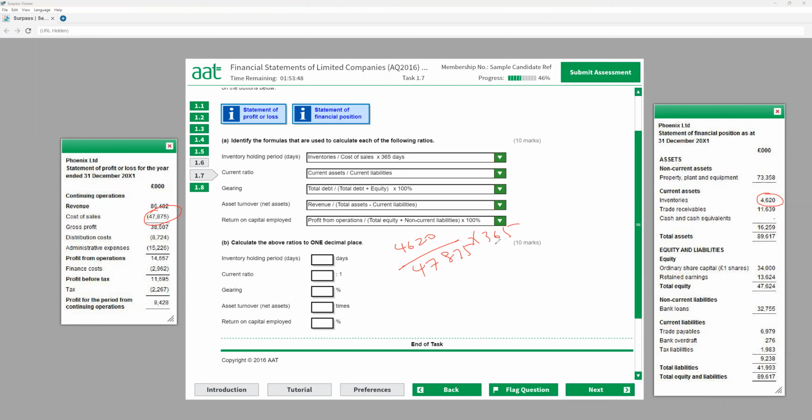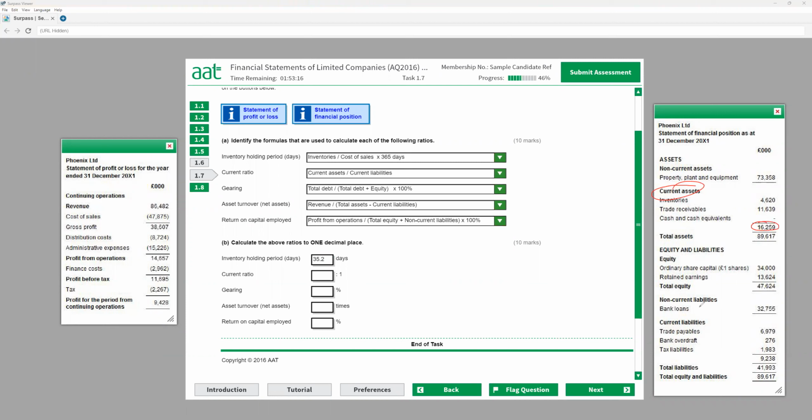So let's have a look. 4620 divide 47,875 times by 365. That's 35.2 days. One decimal place, so we take one decimal. Then you have a current ratio. Current ratio is quite simple. Current asset divided current liability. So that's my total current asset.